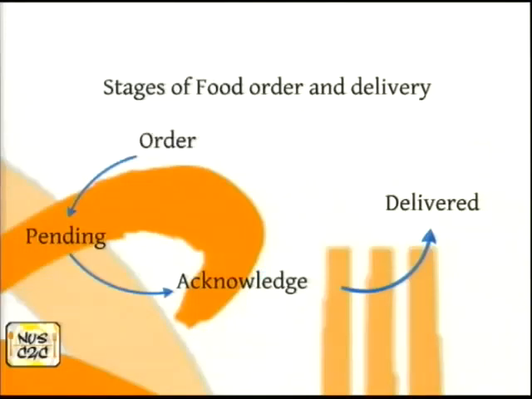These are the stages of food order and delivery. First, the customer views the screen and orders an item, then it goes to pending, and then the storekeeper acknowledges, it goes to acknowledged, and once the order is picked up, it goes to delivered.